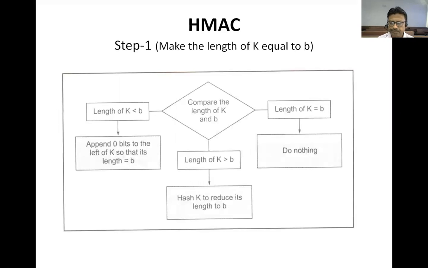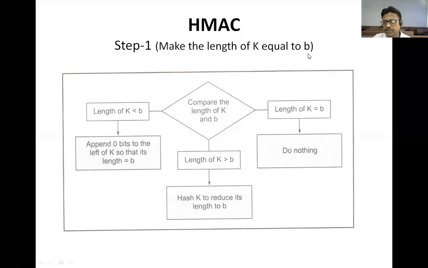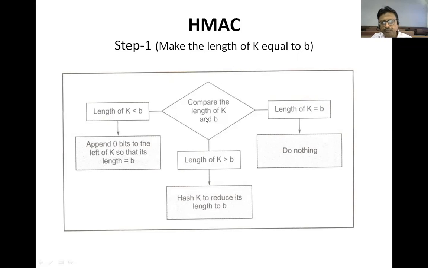So how does it work? Step number 1 of the hash-based MAC algorithm says that, first of all, it is necessary to make the length of the key and the length of the block of the message equal. Suppose the block size is 64-bit and the key size which we have taken is 32-bit. So there is a discrepancy in the number of bits available in the key and the bits in the block. So we have to make them equal. How can we make them equal? If both are the same, then we do nothing.